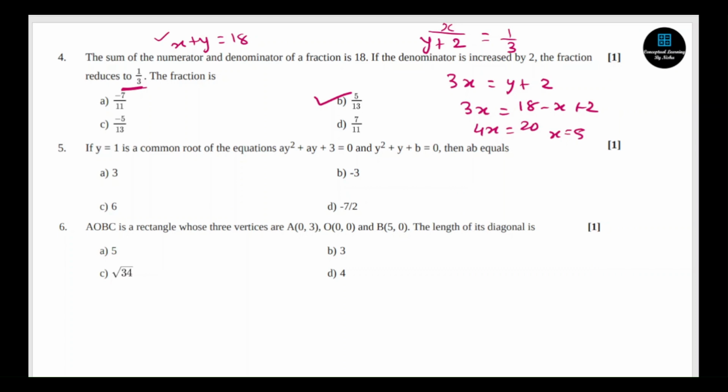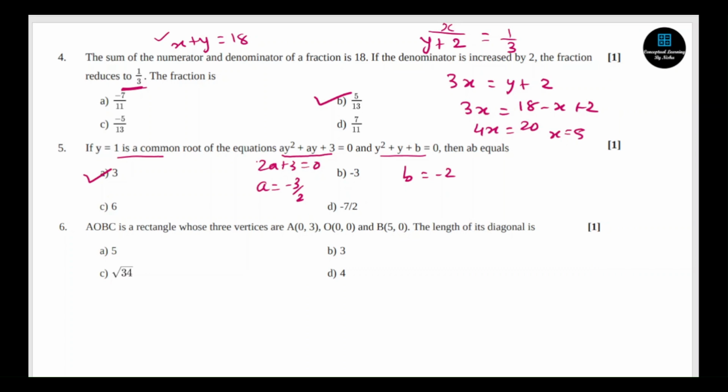So substitute y equals 1 here because it is a common root of this equation. So you'll get a plus a, so 2a plus 3 equals 0. So a equals minus 3 upon 2. In the same way, b equals minus 2. And when you multiply these, the 2 will get cancelled out, minus minus becomes plus. So the first one is the correct option.